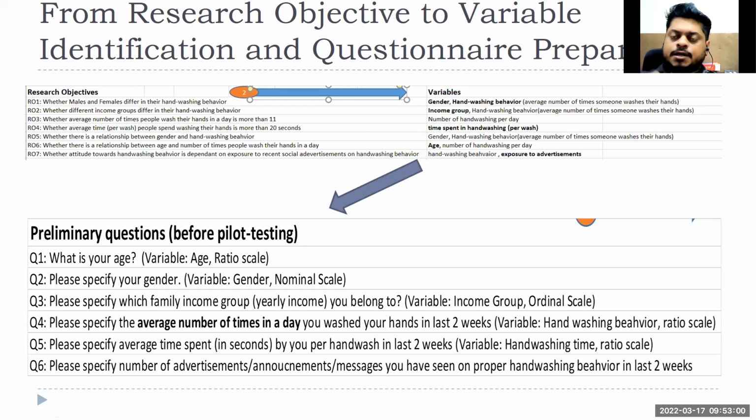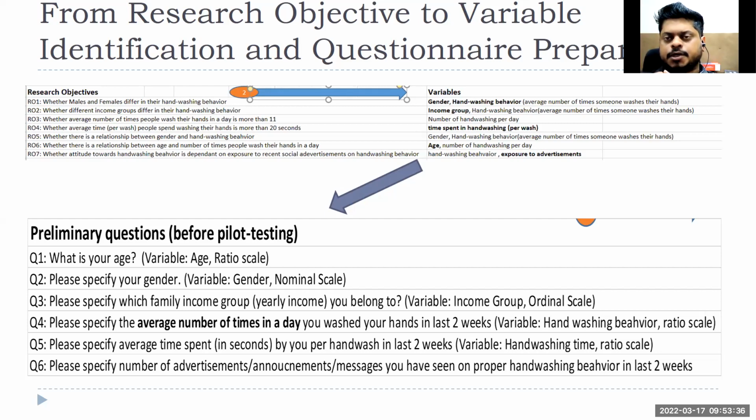If I'm asking, please mention which age group you belong to, less than 20, 20 to 40, above 40, which kind of scale will that be? If the questionnaire question is, please mention which age group you belong to: less than 20 years old, 20 to 40 years old, above 40 years old. Which kind of scale is that? Nominal, ordinal, interval, or ratio? Sir, interval.